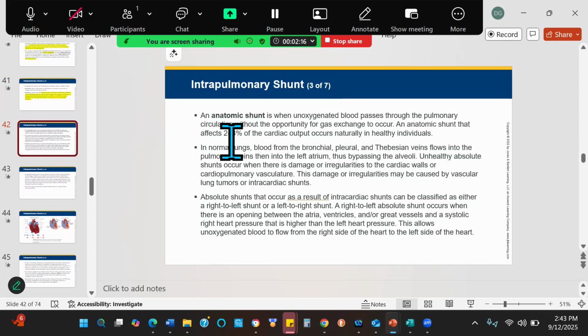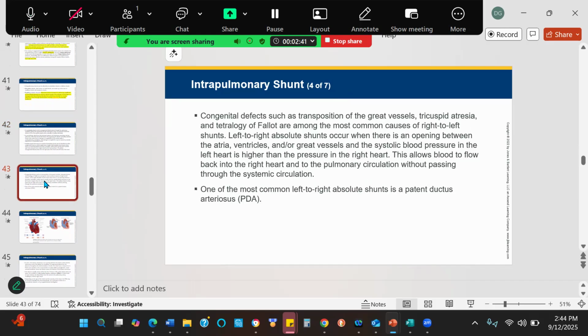Anatomic shunt, maybe 2 to 3% of cardiac output. In normal lungs, bronchial, pleural, and something called a Thebesian vein flows into the pulmonary veins in the left atrium. So what you need to know is that there is just a little bit of imperfection in the system. We're never going to get 100% of the blood oxygenated. That's all you really need to know for now.